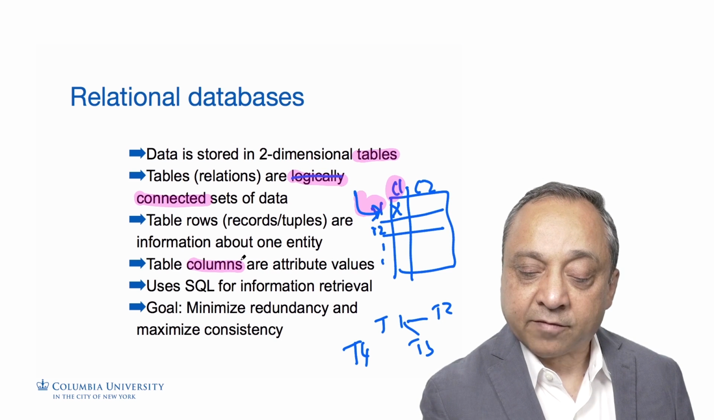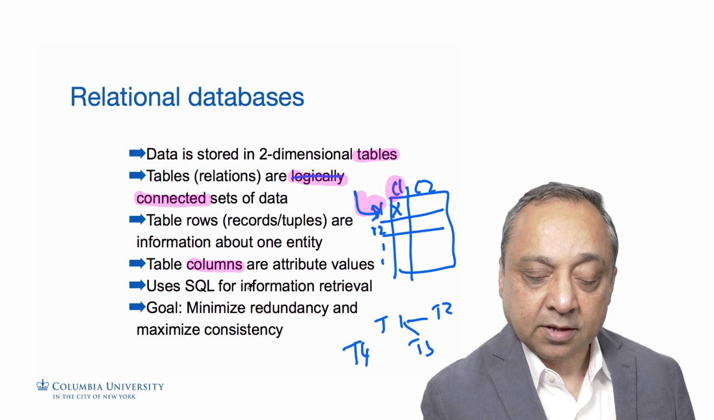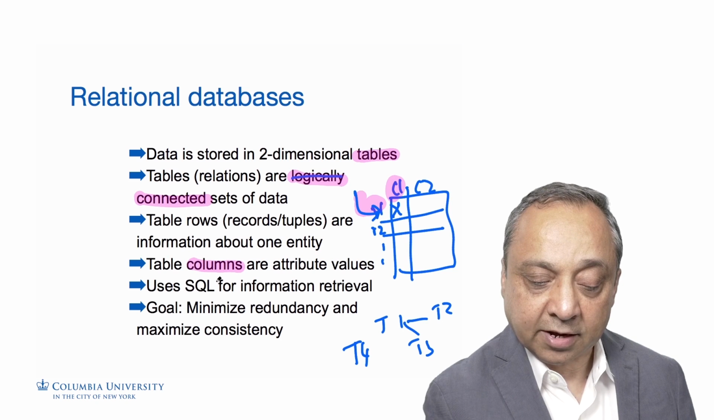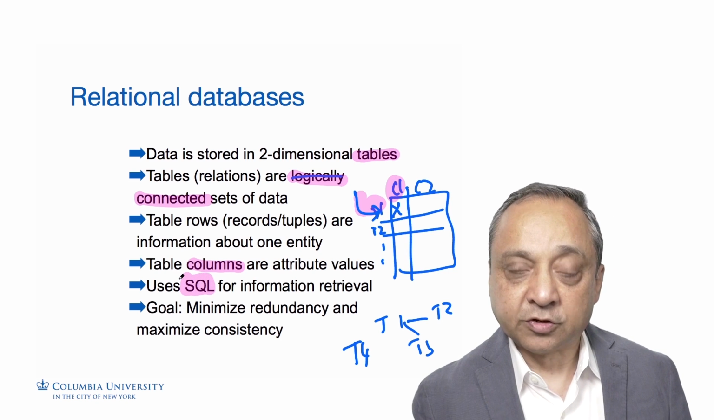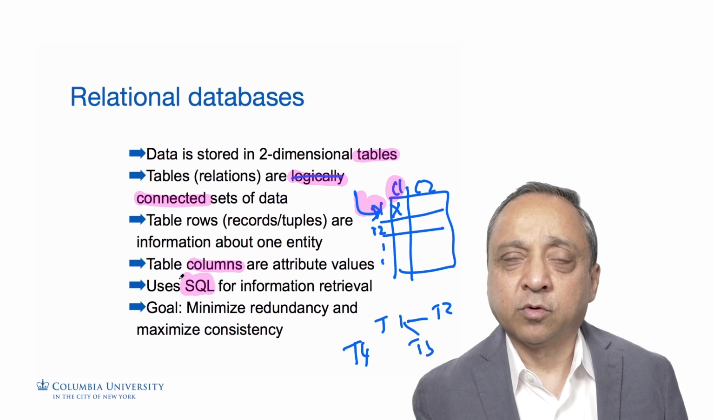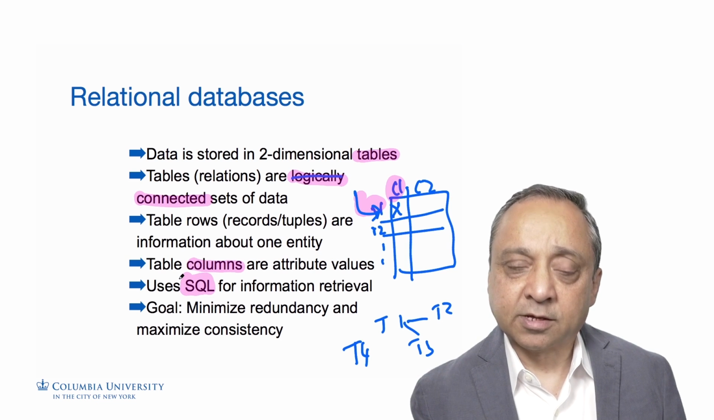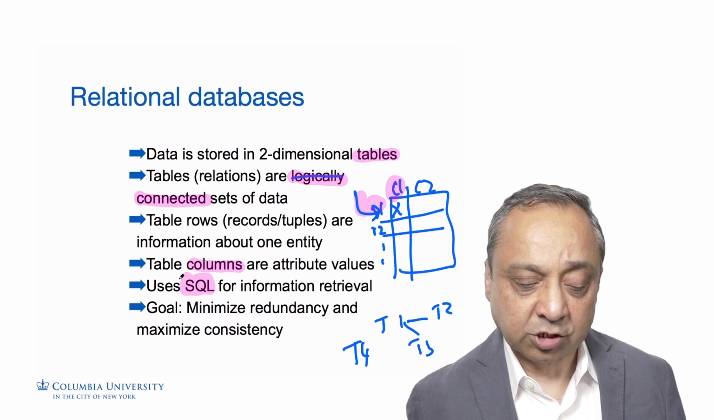So what we end up having is rows and columns. And we finally want to get data from this. So we use a language called SQL for information retrieval. And that's really the key thing that we want to learn out of all this. How do we write SQL queries to get data from a relational database?